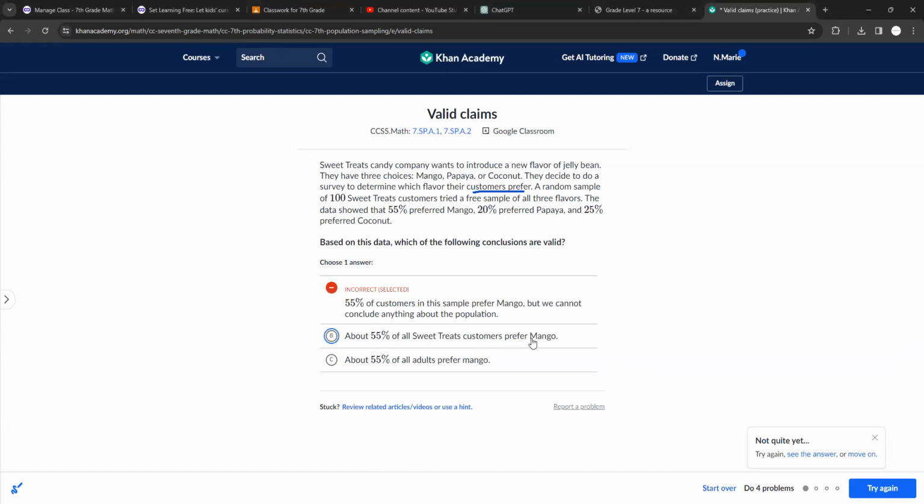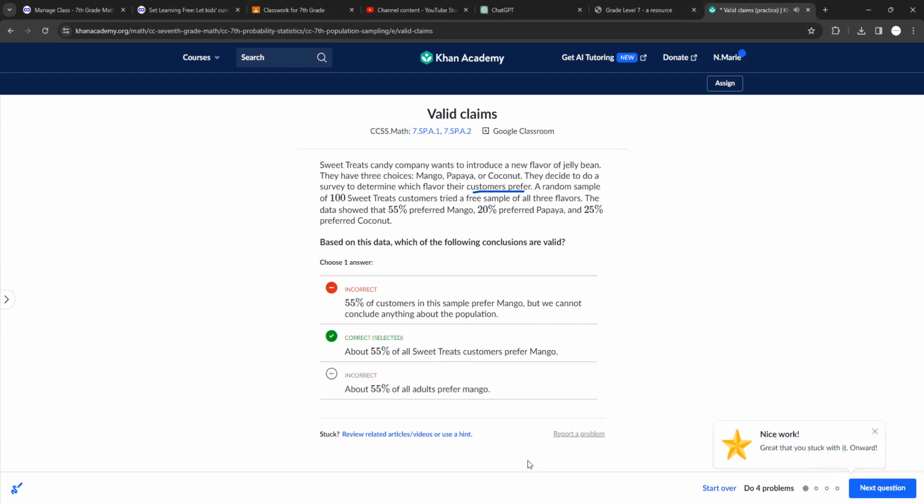Oh, sorry, it's this one. Prefer mango. Okay. So we can't say all adults prefer mango because we can't conclude that about the entire population unless we tested participants from the overall entire population.